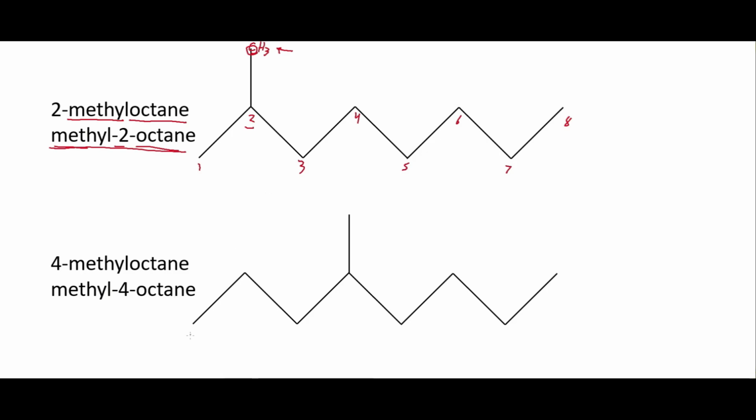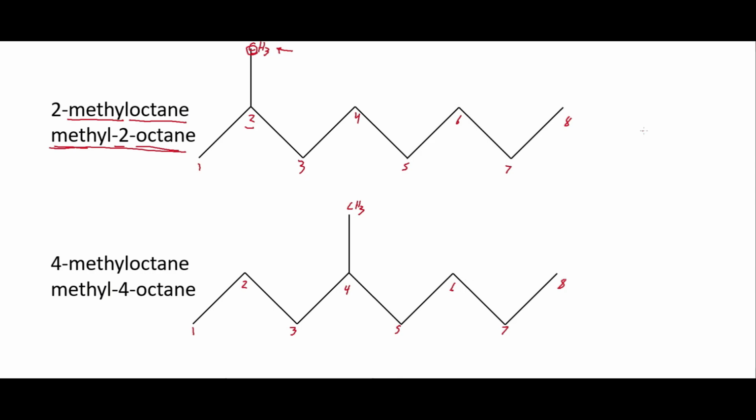And so we see here, now we have 1, 2, 3, 4, and so now we have 4-methyl, so this is our methyl right here, so 4-methyl octane. So it's still up to 5, 6, 7, 8 carbons on our main chain there. So that is 4-methyl octane or methyl 4-octane.